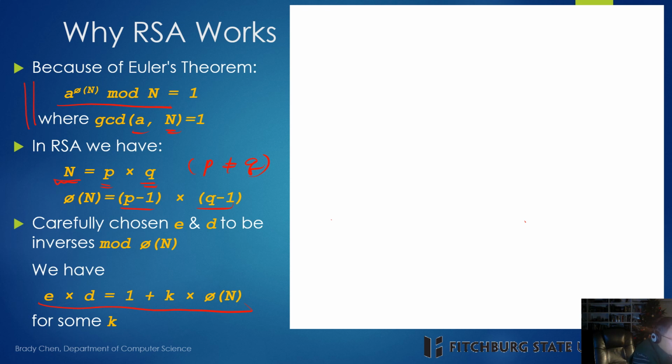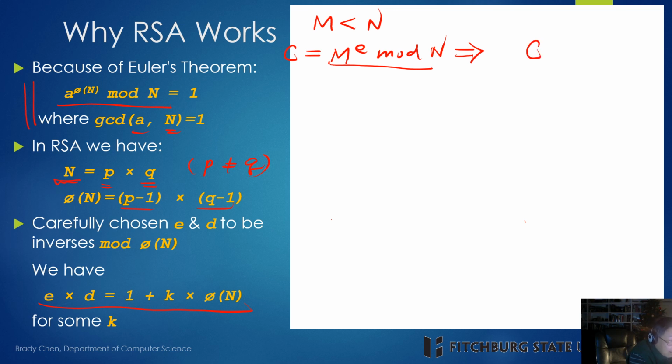Now let's take a look at RSA and show why it actually works. For any plaintext m less than n, we do the operation m to the e modulo n to calculate the ciphertext. So m to the e modulo n is the ciphertext c. We also want to show that once you have the ciphertext c, computing c to the d mod n restores the plaintext. We want to show this.